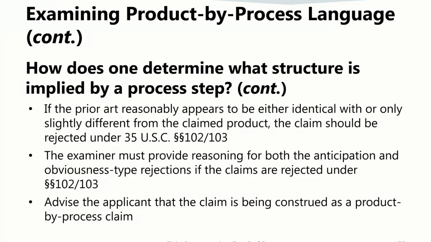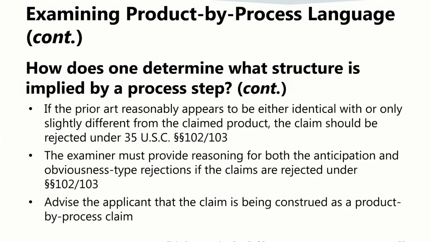So what should you do if you are uncertain whether the instantly claimed structure is the same or substantially identical to the prior art structure? As previously stated, if the claimed structure or the claimed product appears to be substantially identical to what is found in the prior art, you should make a 102/103 rejection and explain the anticipation and obviousness aspects.